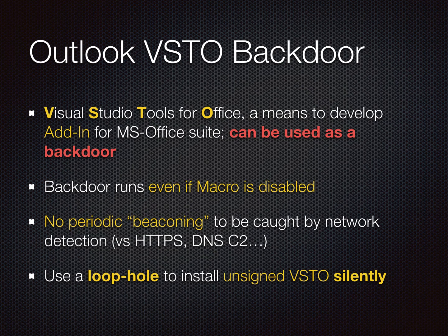Visual Studio Tools for Office, or VSTO, is a means to develop components for Microsoft Office. It can be used to create a backdoor that runs even when macros are disabled. Unlike command and control using HTTP or DNS, it does not need to periodically beacon to a C2 server. We use a loophole to install an unsigned VSTO add-in silently. This backdoor is useful to test the capabilities of endpoint protection and detection products.